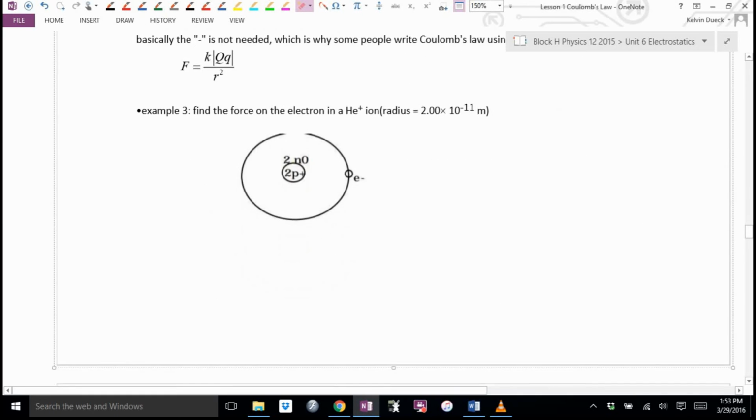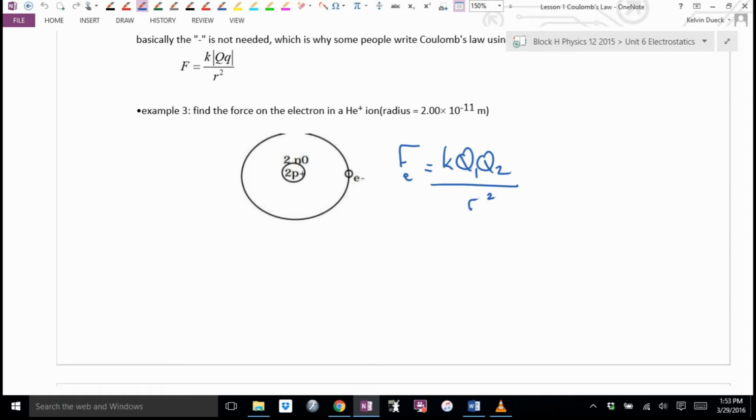It says, find the force on the electron in a helium ion. The electric force is going to be K Q1 Q2 over R squared. This is Coulomb's law. The electric force, what's K? It's our constant that we're going to use in this unit. It's 9 times 10 to the 9th on your formula sheet.